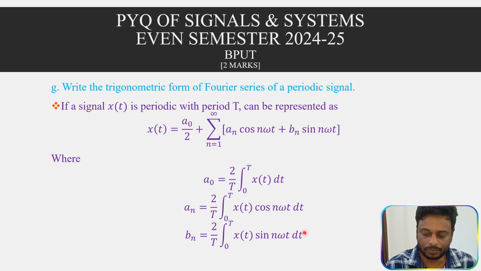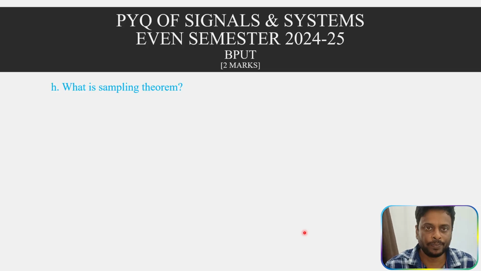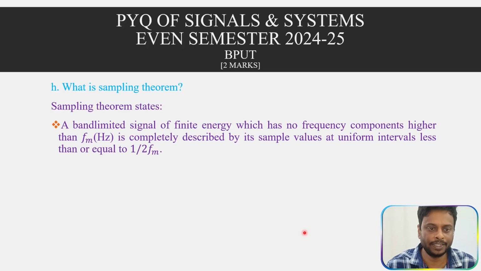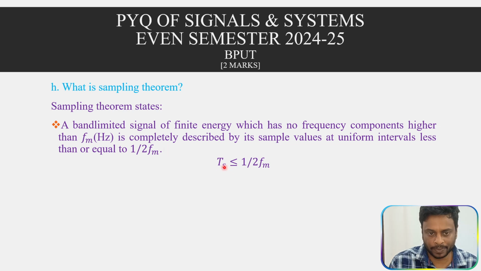Okay. Next is, what is sampling theorem? Sampling theorem states that a band limited signal of finite energy, which has no frequency component higher than fm, the maximum frequency of the signal, is completely described by its sample values at uniform intervals less than or equal to 1 by 2 fm. So Ts is the sampling time, and Ts is less than or equal to 1 upon 2 fm, where fm is the maximum frequency component of the signal.